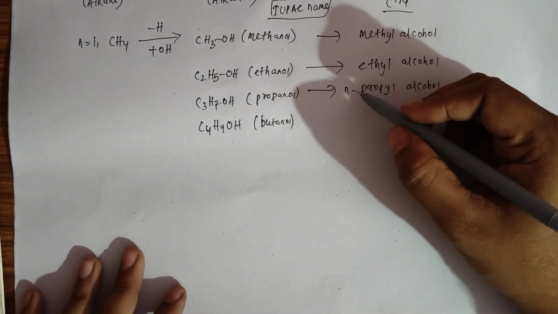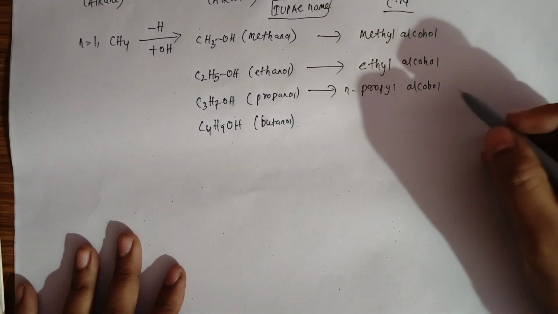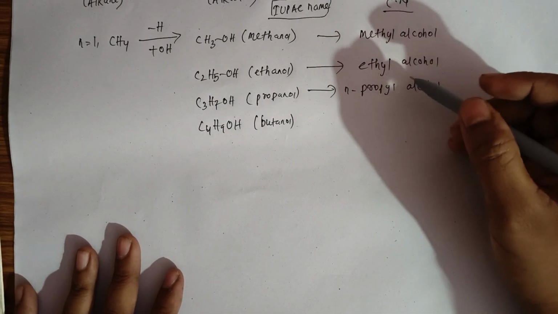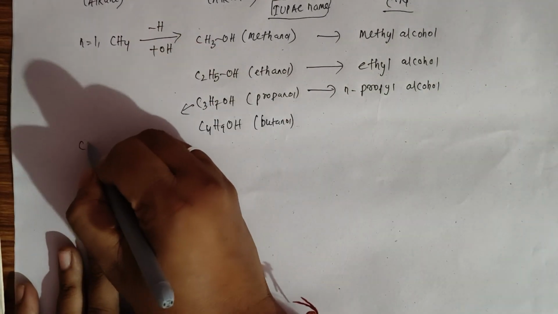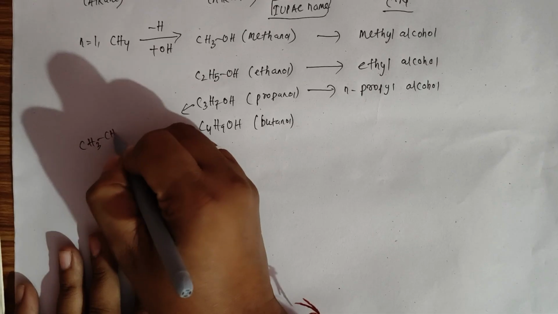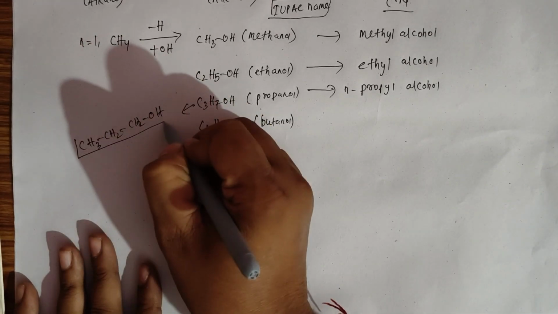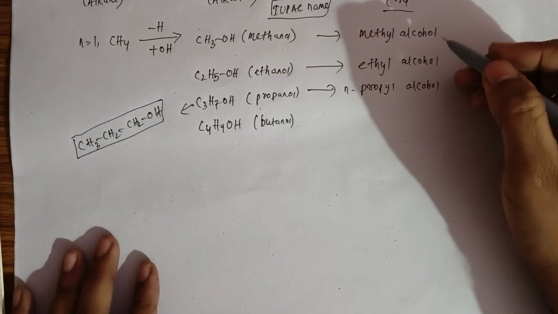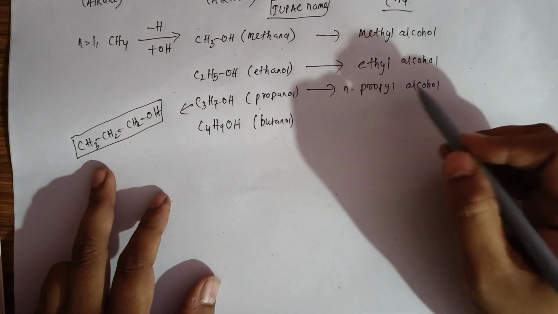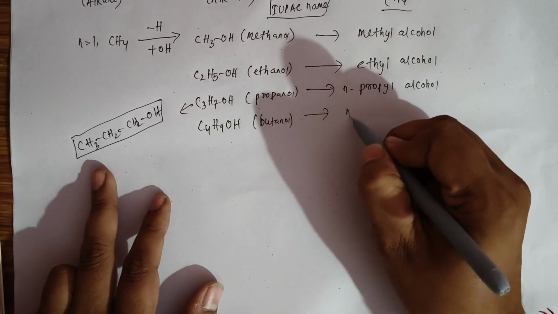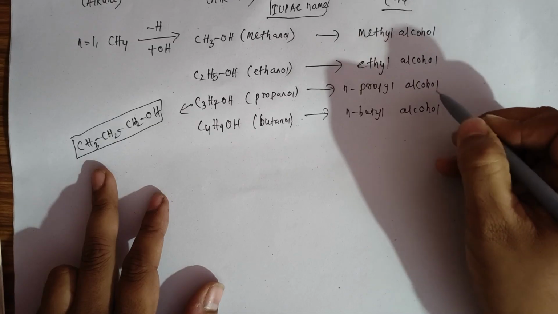Why? n means when the chain is straight, then we have to add n in the common name. What do I mean by that? If I draw this compound like this, CH3, CH2, CH2OH, you can clearly see the carbon chain is straight. That's why we add n in the common name: n-propyl alcohol. Like this, n-butyl alcohol.